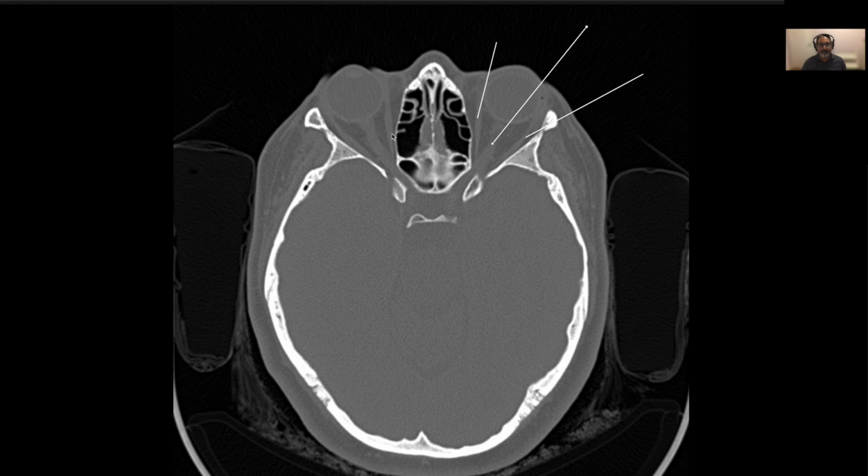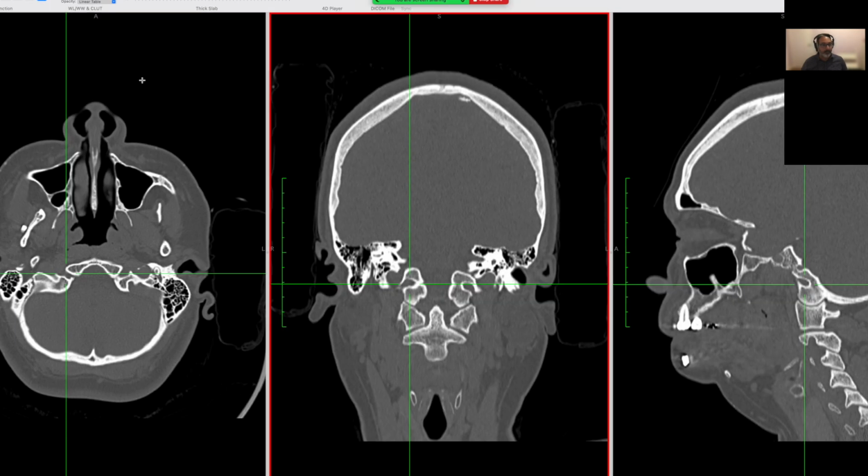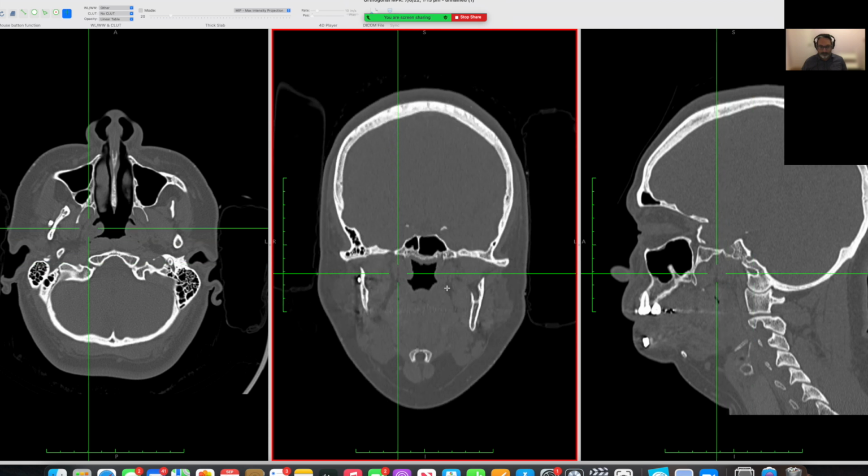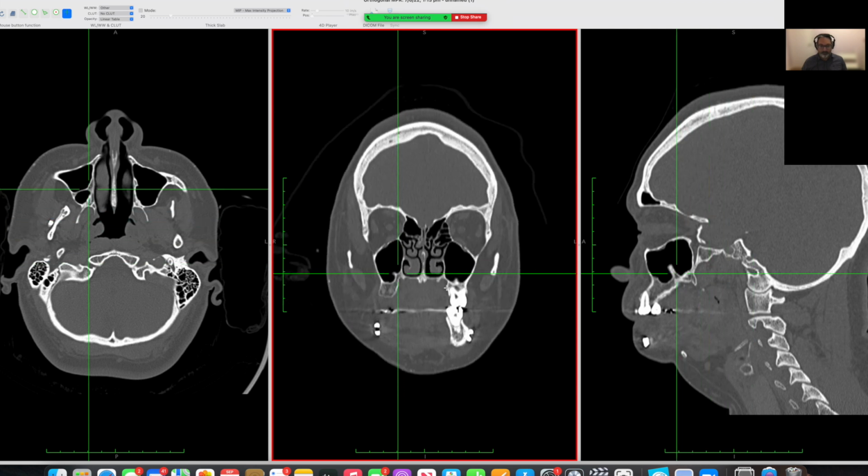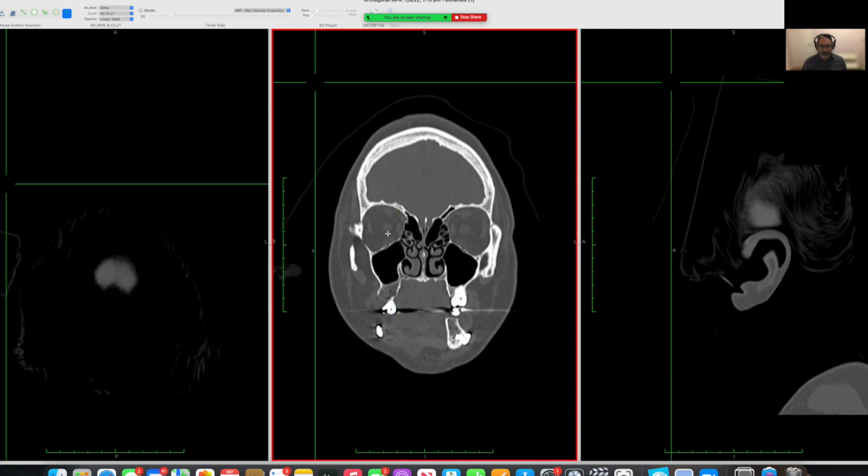What would this muscle be? Medial rectus. And this one would be? That is the lateral rectus. And you can see others also. Wait, where is it? Here we go. Let's show it to you here. If you look at that, that's the optic nerve. That's the superior rectus, inferior rectus, lateral rectus, medial rectus. And that is the superior oblique that's coming.